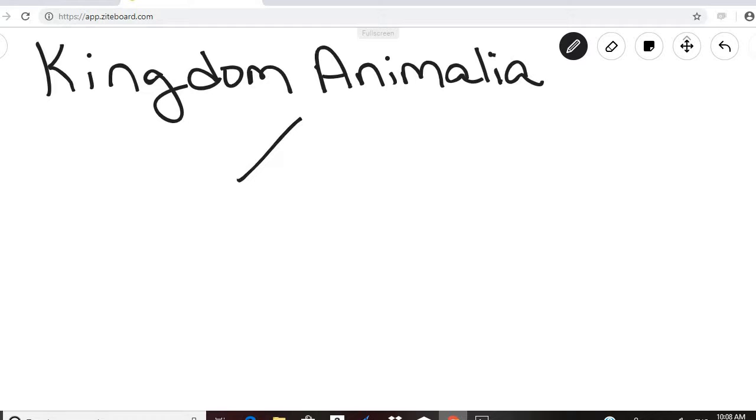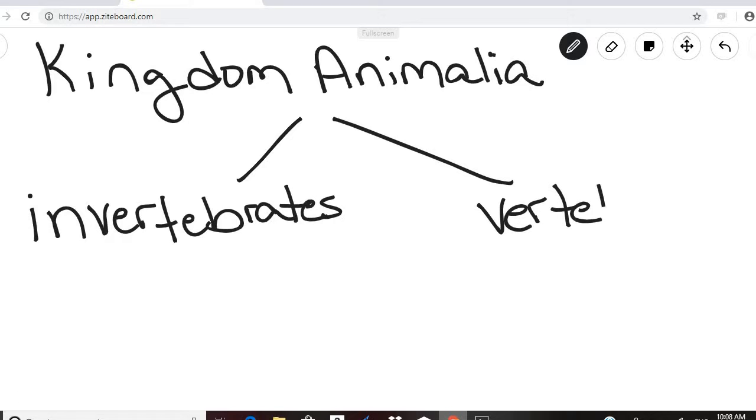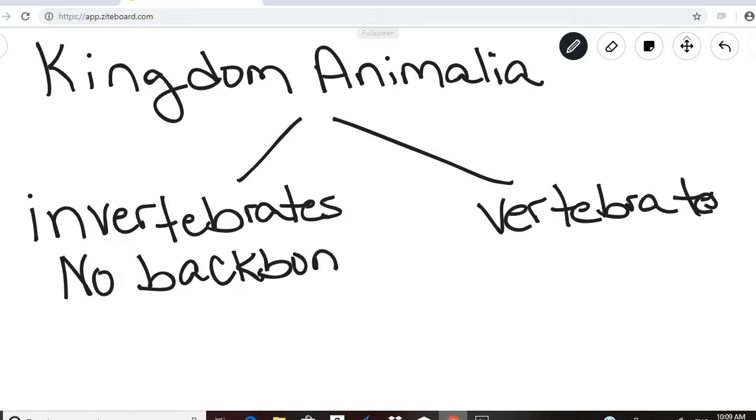Kingdom Animalia is divided into 2 broad categories. The first category is the invertebrates, and the second category is the vertebrates. The invertebrates are those organisms in the animal kingdom that have no backbone, and the vertebrates have a backbone.